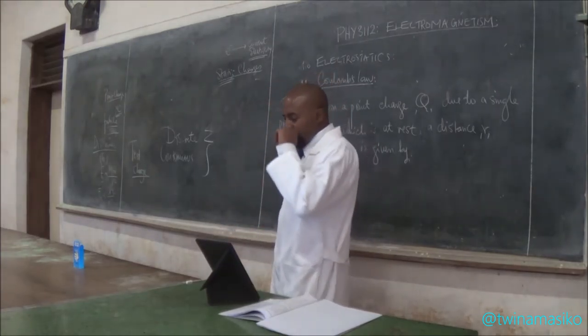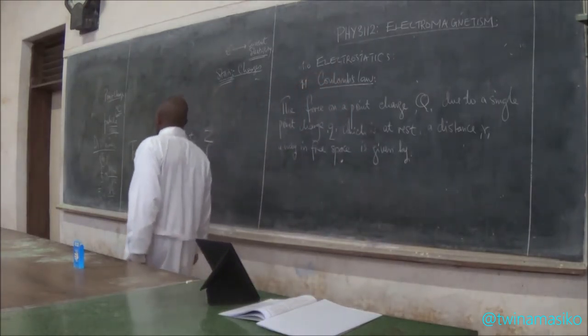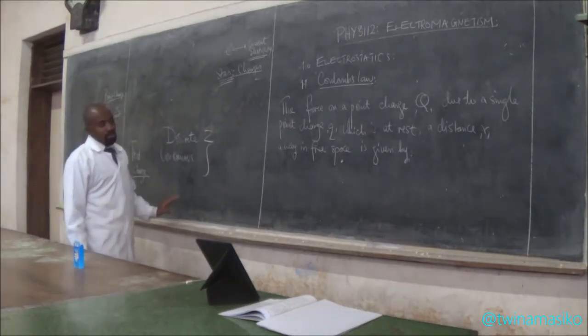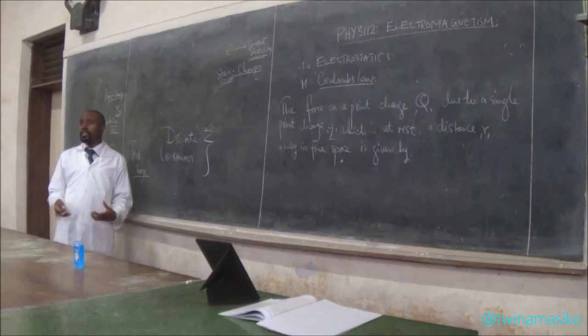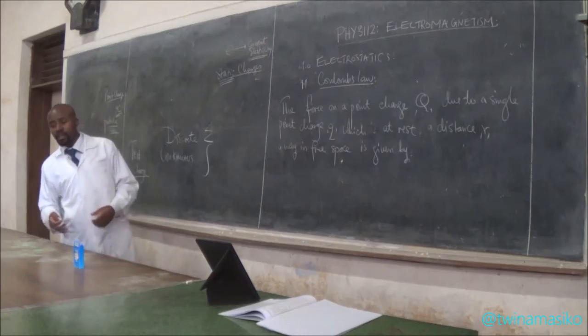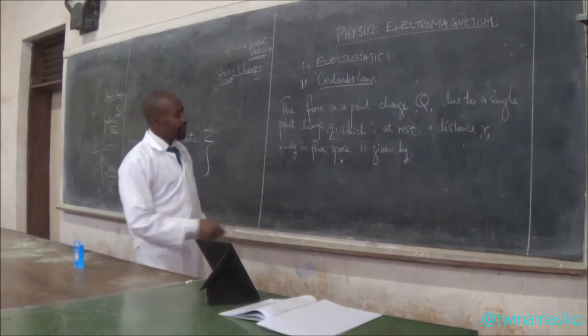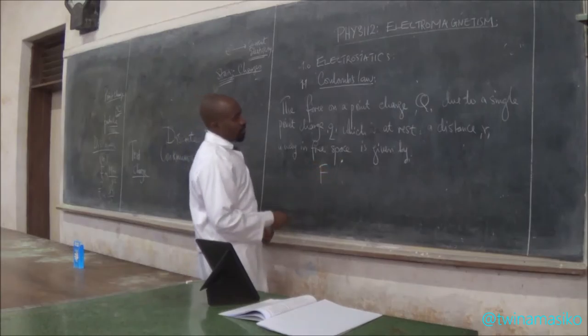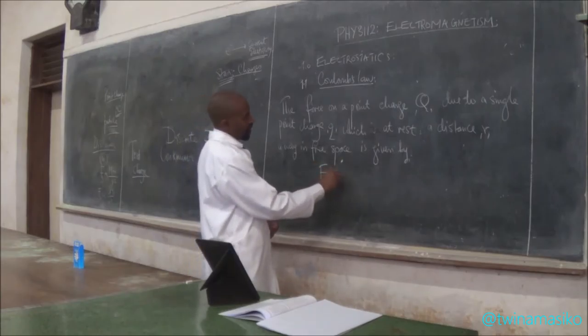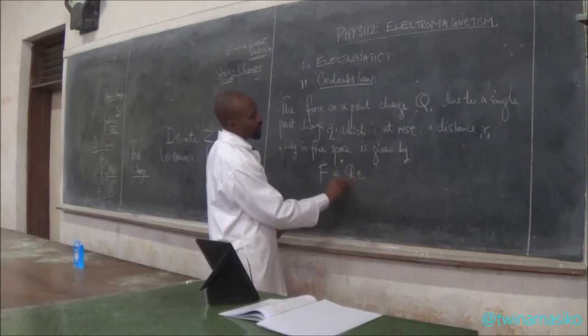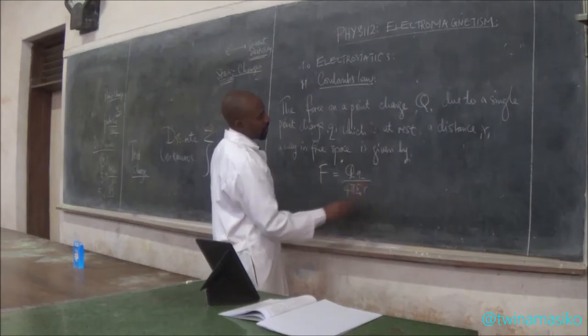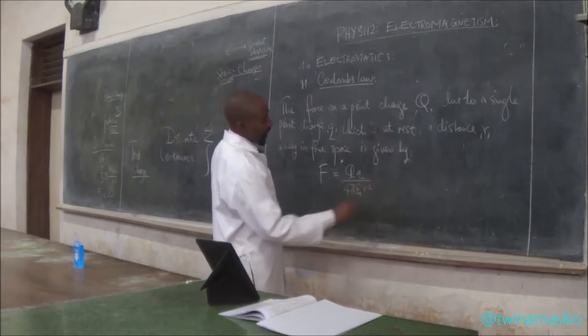So in other words, we talk of free space because if we were to have another electric charge in that vicinity, then we would have an effect on this charge. So this force would be given by the product of these two charges divided by 4 pi epsilon r squared.